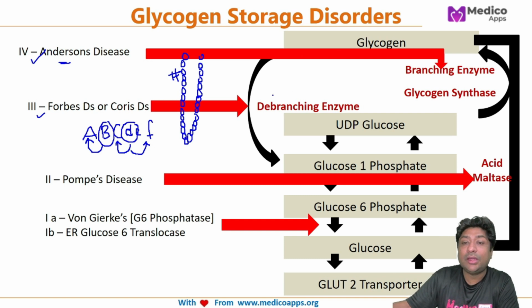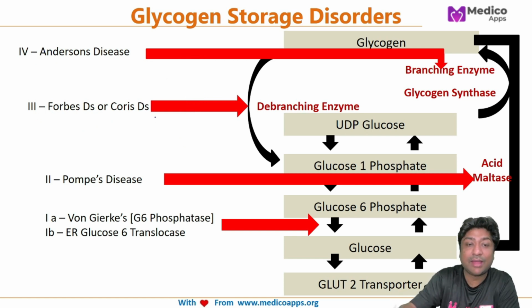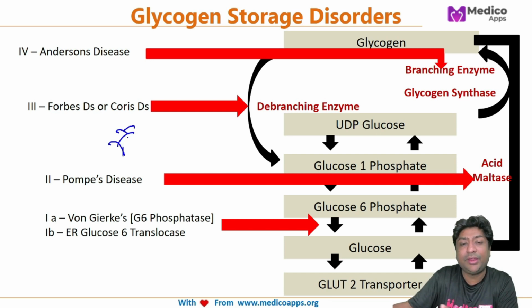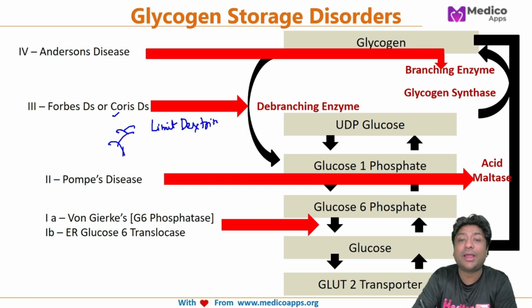When we talk about the debranching enzyme, in this case the debranching enzyme is not there. So what we will have in Cori's is a very, very highly branched glycogen. Again, that highly branched glycogen also is not very effective. So again, you will have some amount of hypoglycemia, and this highly branched glycogen is called limit dextrins. There will be an increased amount of highly branched glycogen stored in Forbes or Cori's disorder. So this is your type 3 and type 4.